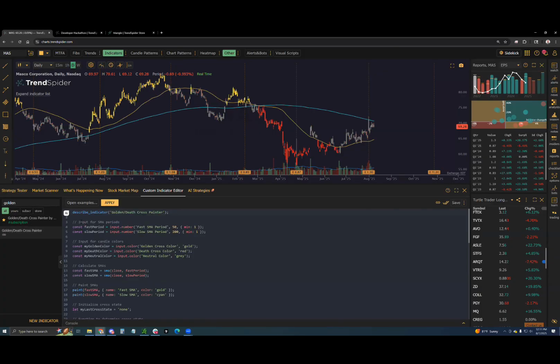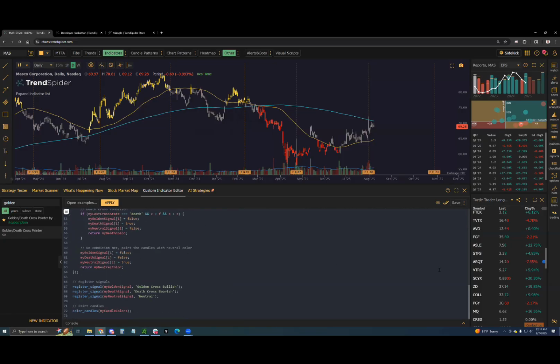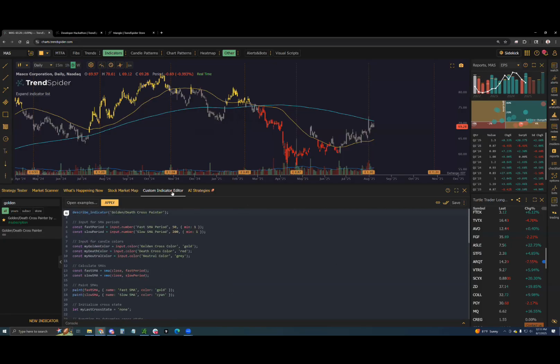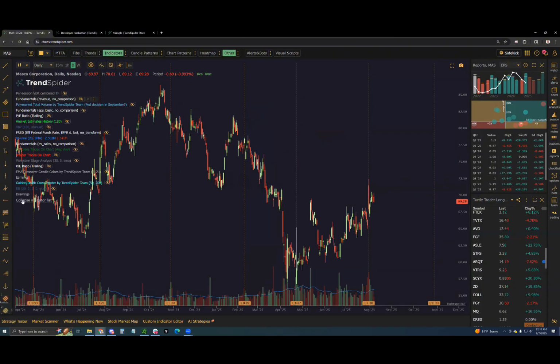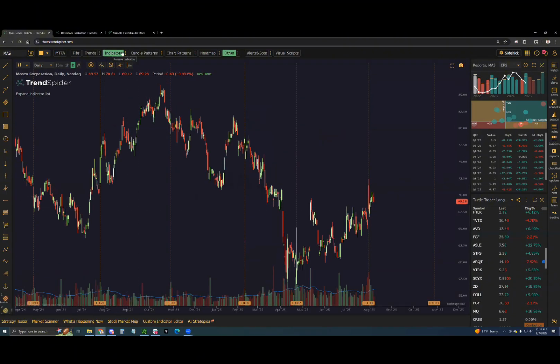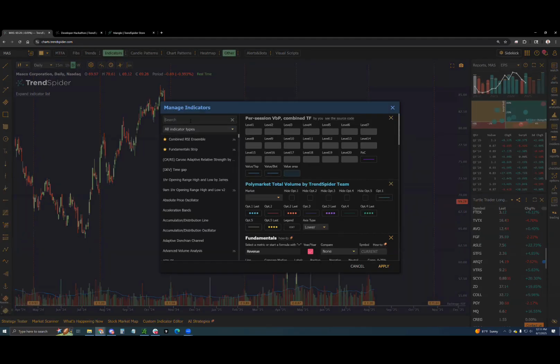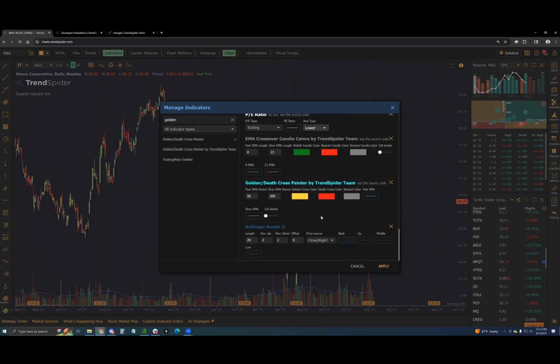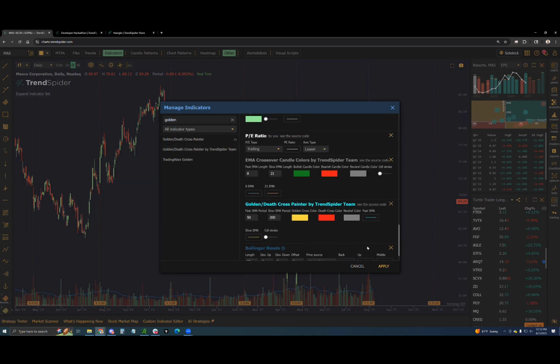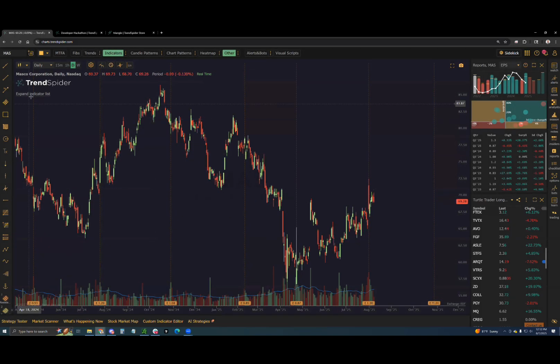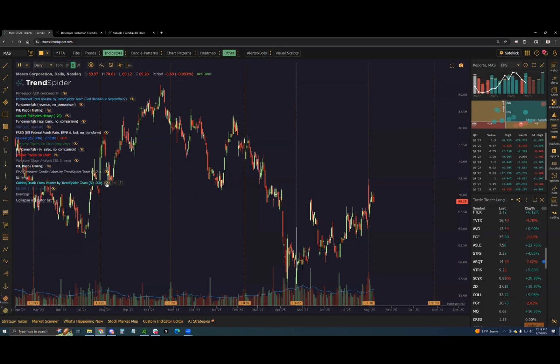One of them, I heard you guys like using the golden cross. And we have this golden death cross candle painter indicator that you can use and import for free. And I'll add it to my chart. The way you add it is go to indicators up here, click the three dots, and you can type golden, and it should just pop up right there. And you just click it, and it'll add to your chart. I think I already had it right there, so let me just click apply now. You can expand our indicator list and toggle it visible.